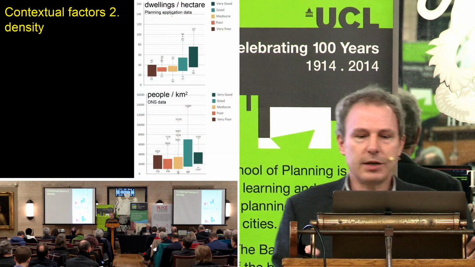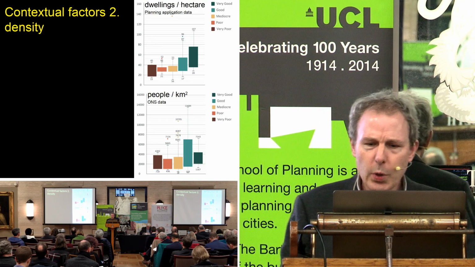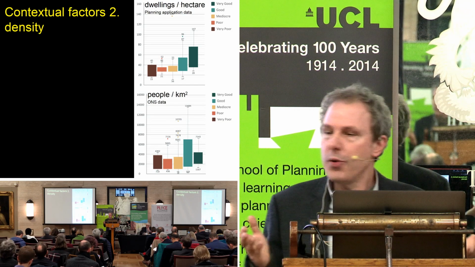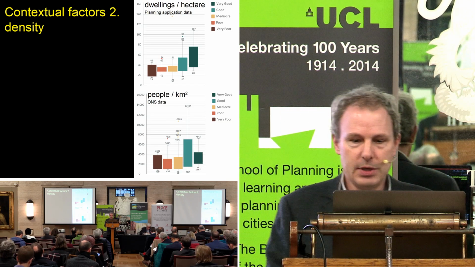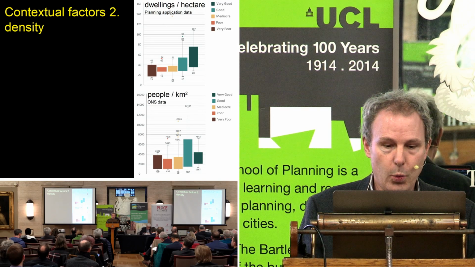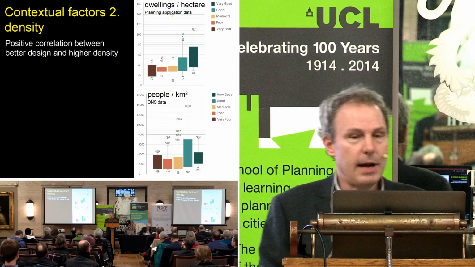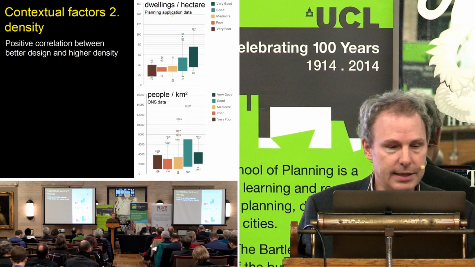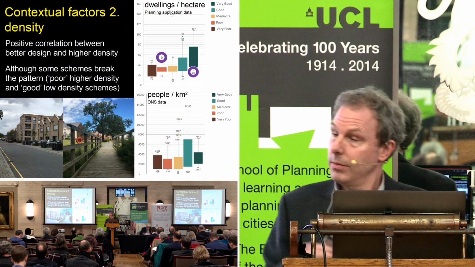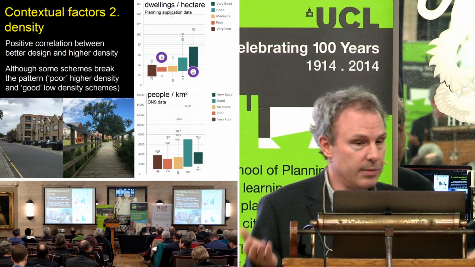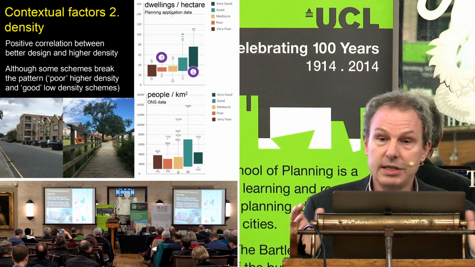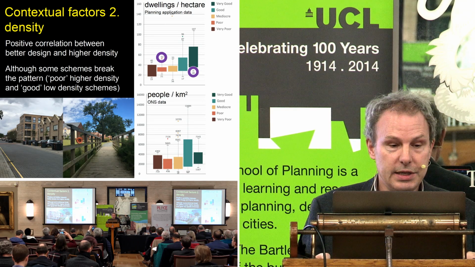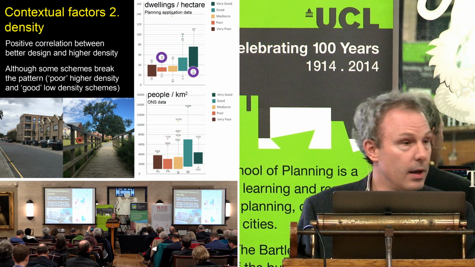The second contextual factor was density. We used 2 measures of density. One was dwelling density and the other was people density. Both pretty much showed us the same sorts of results when we correlated them with design. Namely, a positive correlation between better design and higher densities. Although, like in all of these cases, there were schemes that broke that pattern. We did see some poor quality high density schemes and some very good quality low density schemes within the sample.